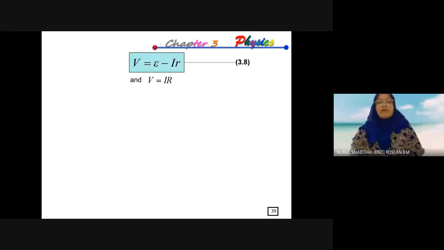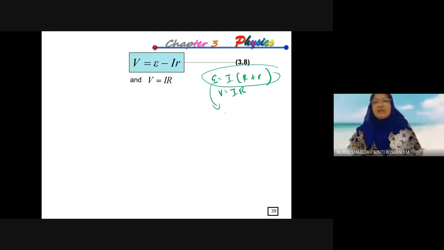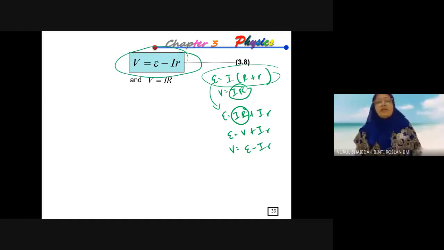Dari mana datang formula ni? Okay, tadi saya cakap EMF sama dengan I(R + r). Kalau V pula, dia adalah IR sahaja. So this one saya kembangkan, so dapat IR plus Ir. So E equals to V plus Ir. So rearrange, V equals to E minus Ir. So you can get this formula lah. Formula tu datang daripada EMF punya definition, sebab EMF punya definition tadi adalah energy provided by the source through external and internal resistor.